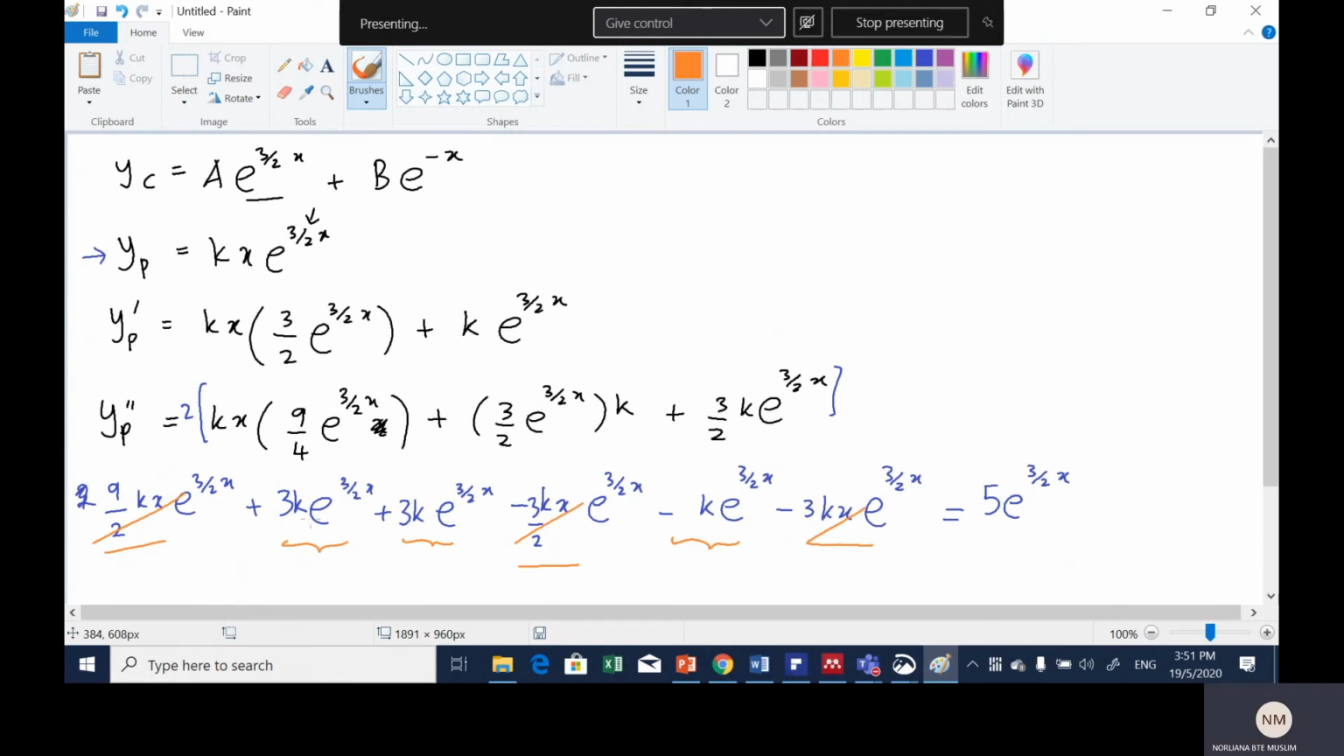Now we look at the remaining terms: 3Ke, 3Ke, then minus 1Ke, so we have 6 minus 1, which is 5. So I have 5K e^(3/2x), and let it equal the right hand side. So 5K is equal to 5, which means that our K is 1. So we have YP as x e to the power 3 over 2x. Finally, we write down Y as YC plus YP, where the complementary function is here.